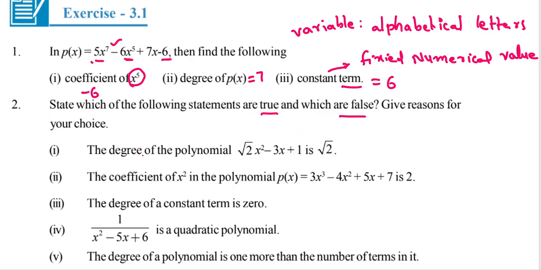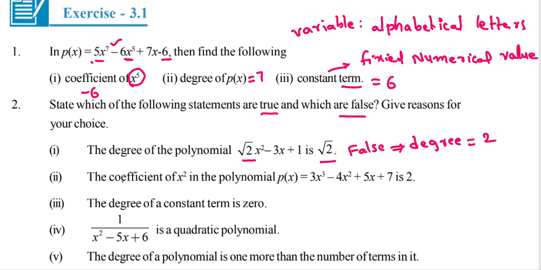Now look at the first statement: degree of the polynomial is root 2. Root 2 is the coefficient of x square, but what is the degree here? It is false. What is the degree for this polynomial? Degree is the highest power. Which has the highest power? 2. So the degree is 2.